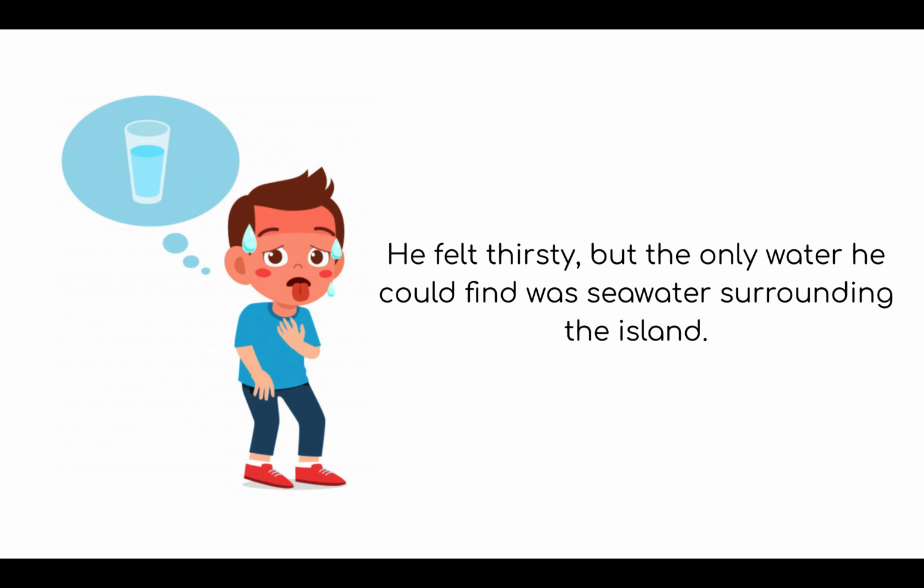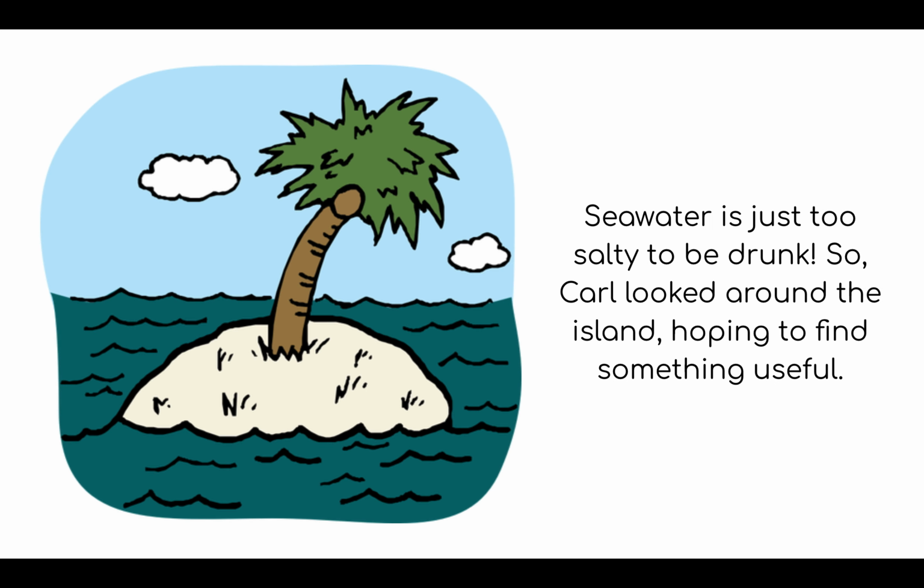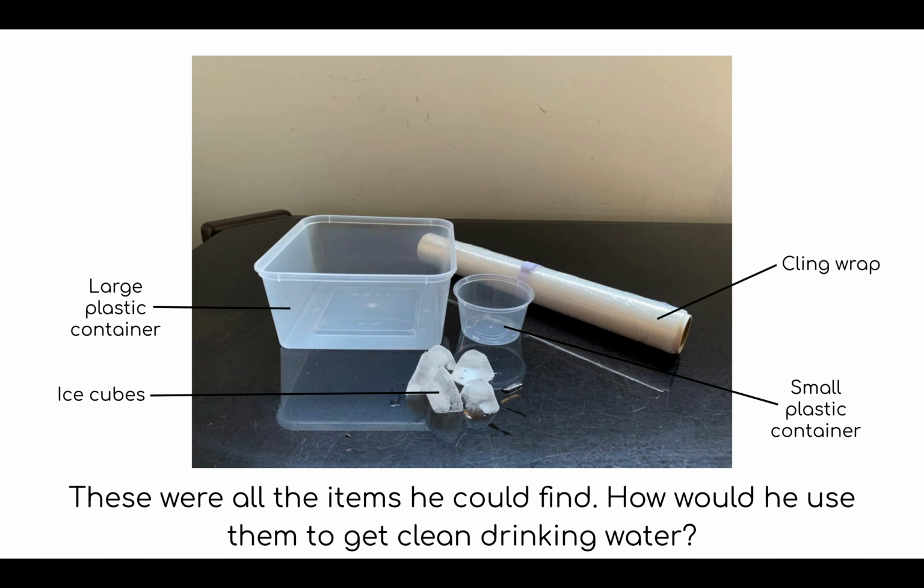Do you think Carl will be able to drink seawater to quench his thirst? Let's find out. Seawater is just too salty to be drunk. So Carl looked around the island, hoping to find something useful. These were all the items he could find: a large plastic container, a small plastic container, cling wrap, and some ice cubes. How would he use them to get clean drinking water?